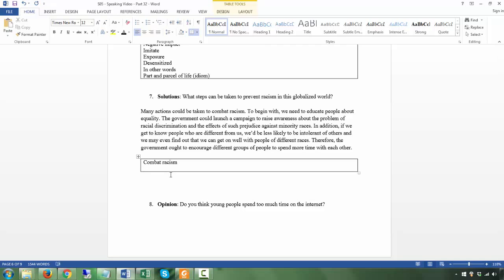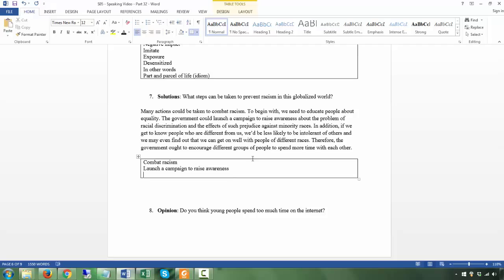To begin with, and in addition, these are your signaling words to point out your first and your second point. The government could launch a campaign to raise awareness about the... Okay, launch a campaign to raise awareness. I actually mentioned this phrase in your notes on causes and solutions, problems and solutions, the essay question. So it's actually written there. I encourage you to use this phrase, because these are good collocations. Launch, campaign, raise awareness. All right.